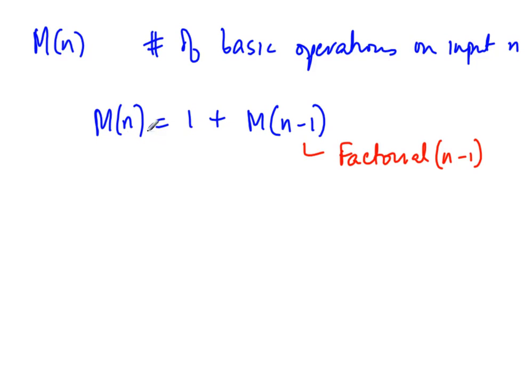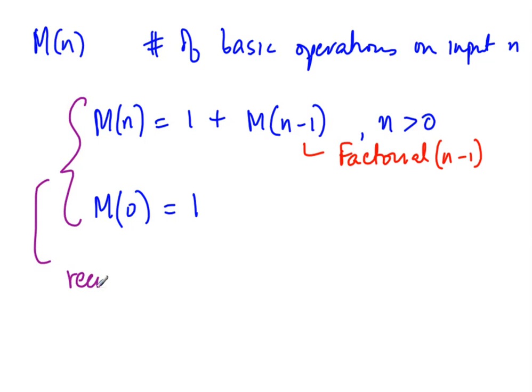So we have basically converted our recursive definition of the function into a recursive definition of the complexity function. Of course we need one more fact without which this definition will not be complete: this is when n is bigger than 0, and if n is 0, then m of 0 is 1. That is, if n is 0, we just do one check if n equals 0 and then we directly return 1. Together, this is called a recurrence or a recurrence relation.